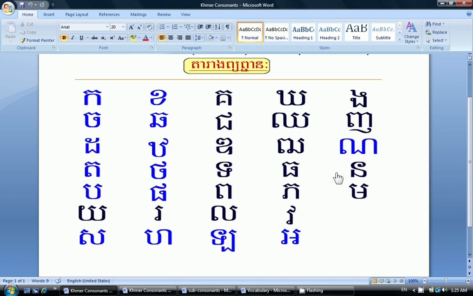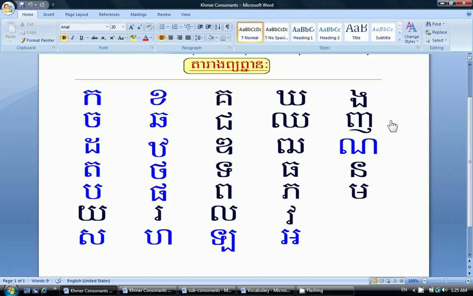Welcome to Cambodian School. Today's lesson is on Khmer consonants. In the Khmer language, consonants are called Pyongyina. This is called Darang Pyongyina, which is the chart of Pyongyina. We have 33 Khmer consonants, and they are arranged into 6 groups.